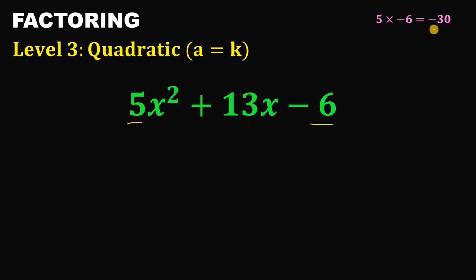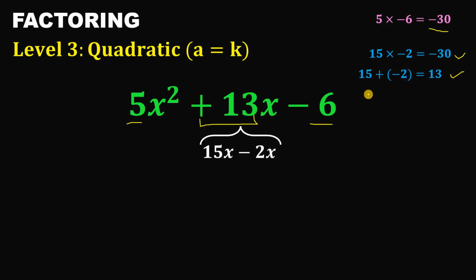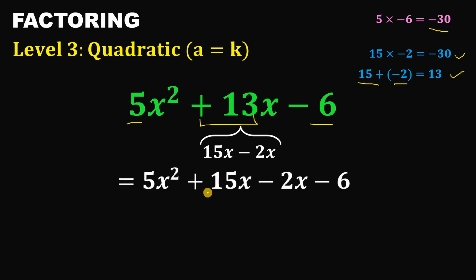Now, we think of two numbers that when we multiply, we get negative 30, and when we add, we have the middle term, positive 13. So, the two numbers are 15 times negative 2, negative 30, and 15 plus negative 2 is positive 13. So we can break this positive 13x as follows. We have 15x minus 2x, or 15 and then negative 2, then copy the variable x. Now we can rewrite this as 5x squared plus 15x minus 2x minus 6.